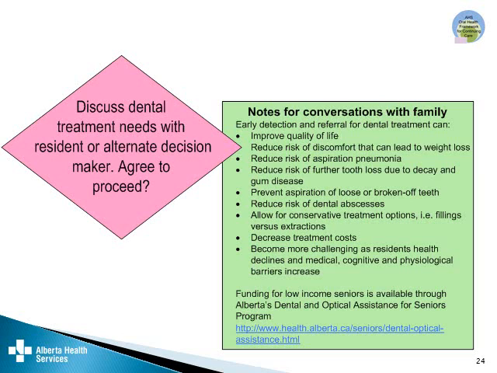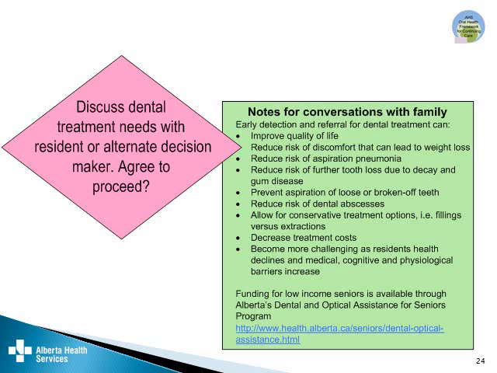Some diagrams include notes for conversations with family. They are found in the green boxes. This slide is showing one example. When discussing the need for dental treatment with the family, choose the specific item that is relevant to the resident. Weight loss, loose teeth that can be aspirated, increased risk of pneumonia. Each box has information relevant for the oral health condition that the resident is experiencing.